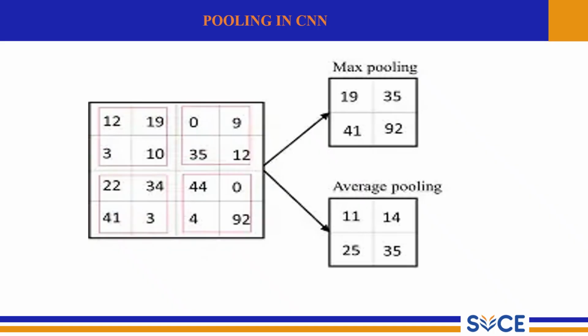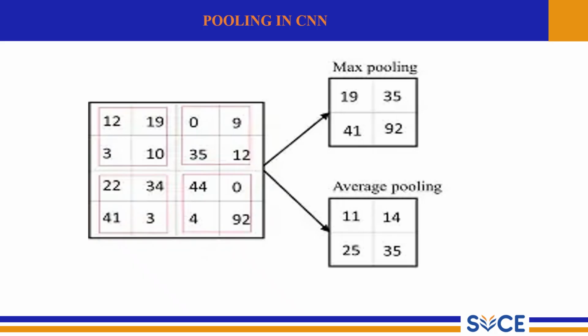This figure illustrates the concept of pooling in convolutional neural networks. Pooling is an important operation used after convolution layers to reduce the spatial size of feature maps while retaining the most important information. On the left side of the figure, you see a feature map of size 4 by 4. These values represent activations produced by filters during the convolution process. Each number indicates the strength of a detected feature at that particular location.